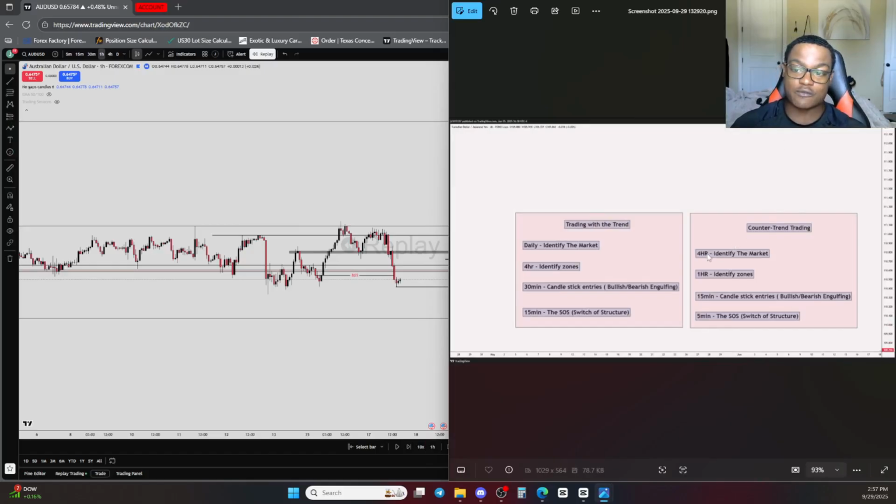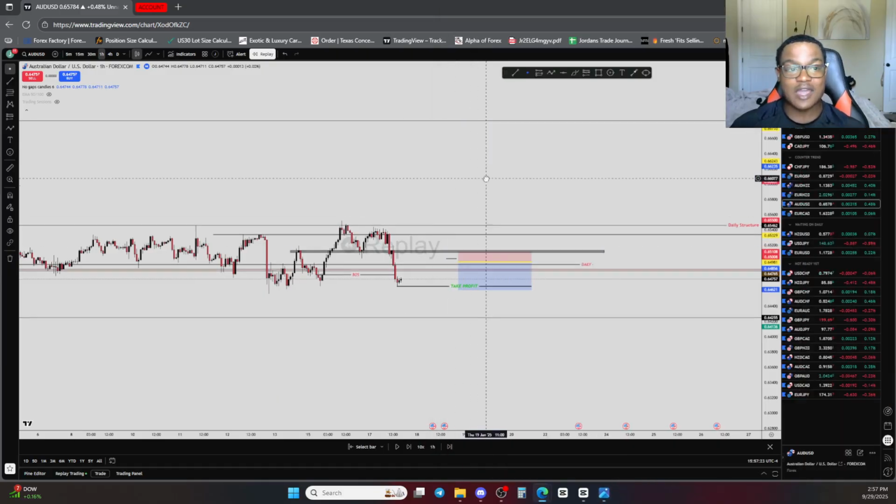This is when I use the 4-hour to identify, the 1-hour to find my zone, 15 and 5 to find my entries. So right now we're on the 1-hour time frame. We've already identified the 4-hour is bearish. We have now identified that the 1-hour is also bearish due to the break of structure that happened around here. We have the switch from bullish to now bearish trend. We have the break of structure, but we have our last structure break happen here.